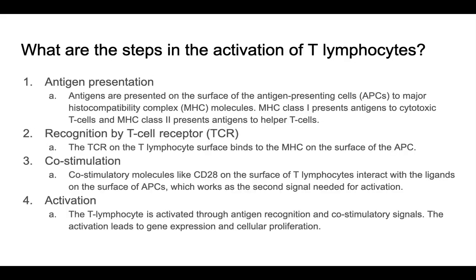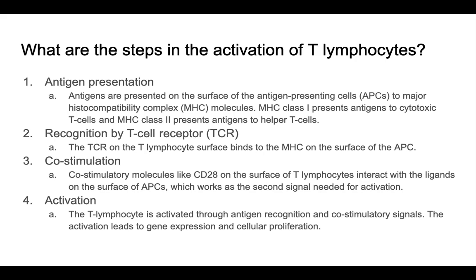What are the steps in the activation of T lymphocytes? The first step is antigen presentation. Antigens are presented on the surface of the antigen-presenting cells, or APCs, to major histocompatibility complex, or MHC molecules. MHC class I presents antigens to cytotoxic T cells, or CD8 cells, and MHC class II presents antigens to helper T cells, or CD4 cells.